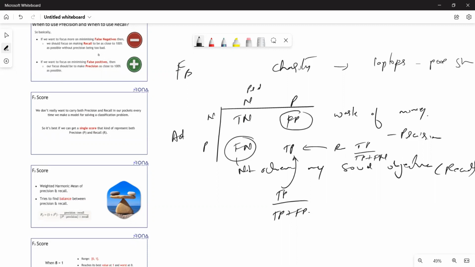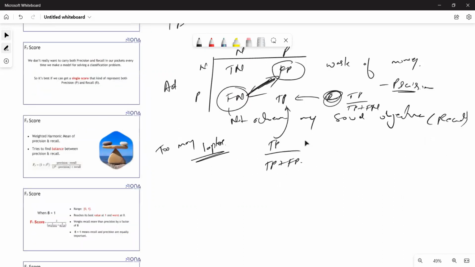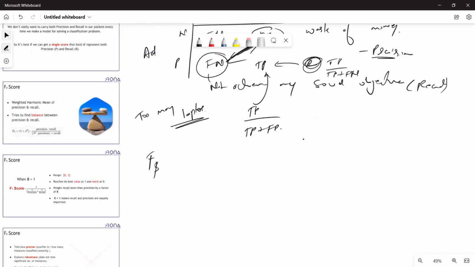Now let's say in a similar example, we have too many laptops, and I want to find a balance between these two. As a whole, I need to find a balance between my recall and precision. That is where we find the F beta score. The F beta score is the method to combine both precision as well as recall.